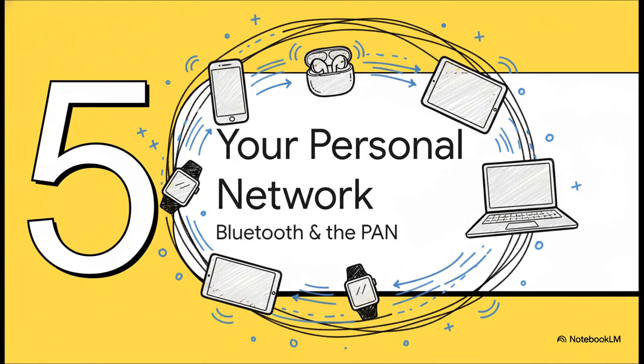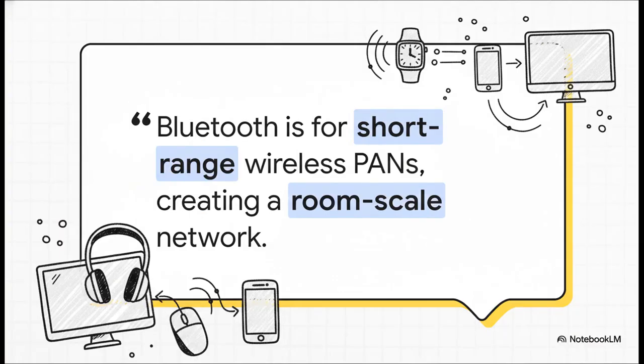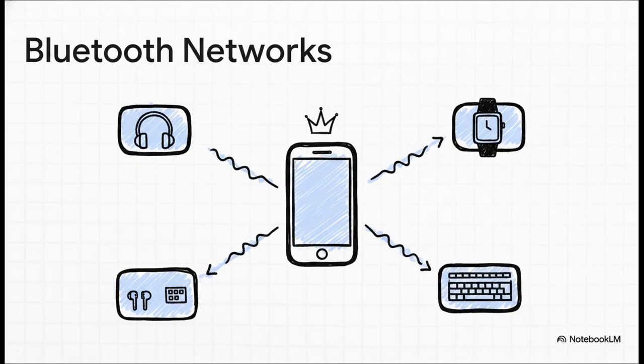So we've gone from these huge campus-wide networks. Now let's zoom our focus all the way down to the smallest network of all, the one that exists only around you and your personal gadgets. And of course, this is the world of Bluetooth. It's specifically designed for short-range communication, creating what we call a personal area network, or a PAN. This is the tech that connects all the devices immediately around us, your wireless mouse, your headphones, your smartwatch, all talking to each other.